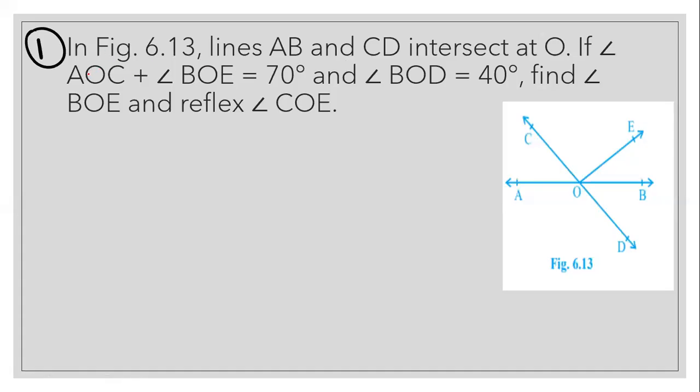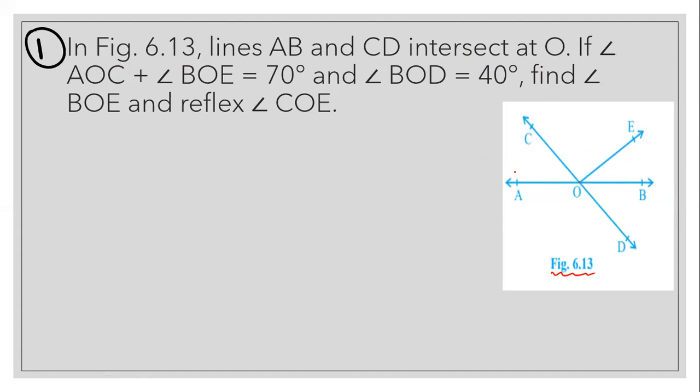So here goes the first question. In figure 6.13, that is this figure, lines AB and CD intersect at O. When we're talking about lines and angles, we must really look at the figure. That's when we understand everything. So lines AB and CD intersect at point O.